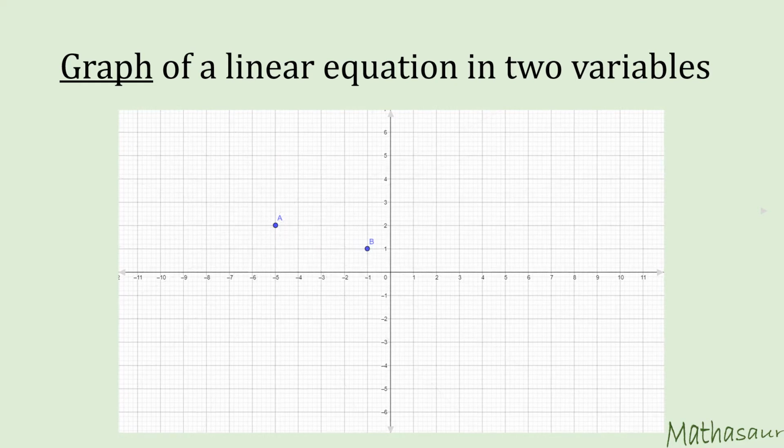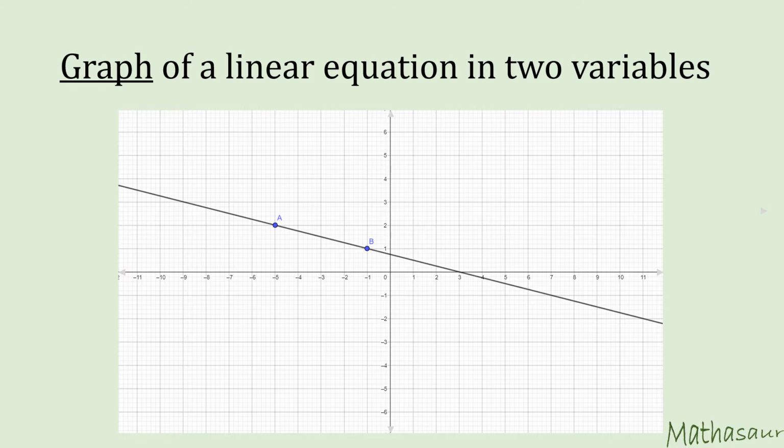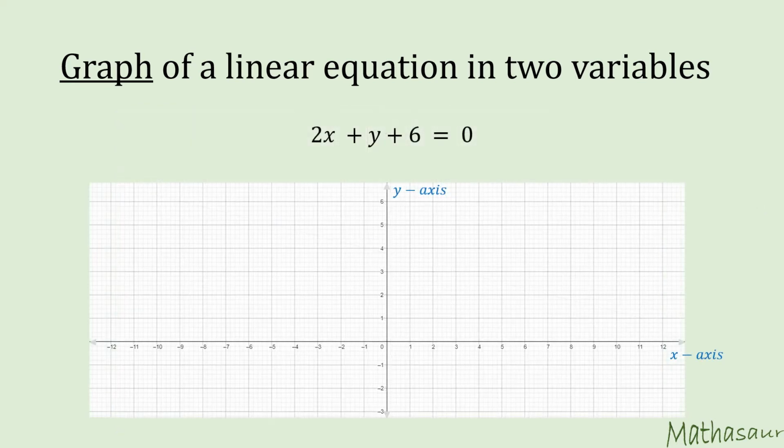Now, say we had 2 points on this Cartesian plane. How many lines can be drawn joining these 2 points? Just one. So if we have to draw a line, we need at least 2 points. Let us look at the example we saw in the last lesson.